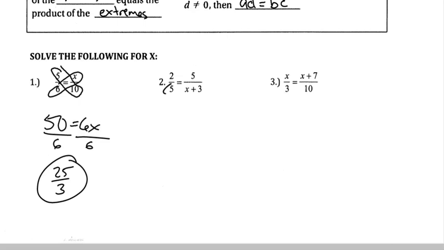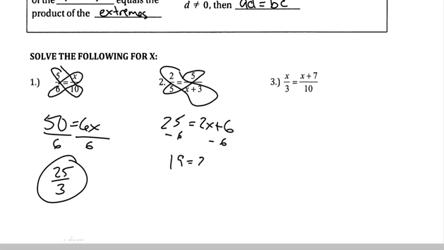Now, if you had something like this, 5 times 5 is 25, and 2 times x plus 3 equals 2x plus 6. Minus 6, minus 6, that gives you 19 equals 2x, and divide by 2. So what you needed to remember to do on this one was distribute. Don't forget 2 goes to x and 2 goes to 3.